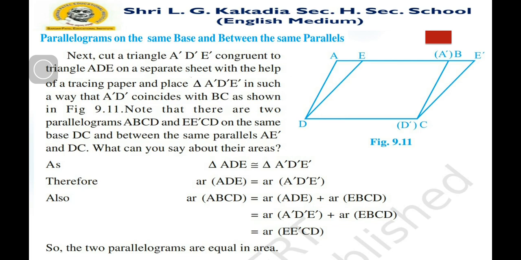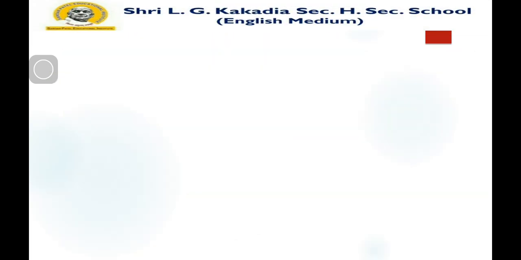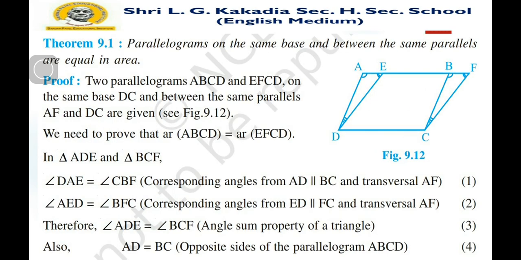So we can say that if two parallelograms are given with same base and between same parallels, then the two parallelograms have same area, as you can see in the figure. So by this way we can prove theorem number 9.1, that is parallelograms on the same base and between the same parallels are equal in area. So we just proved it.